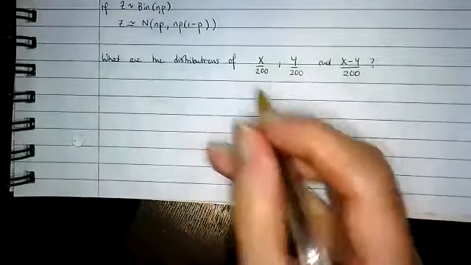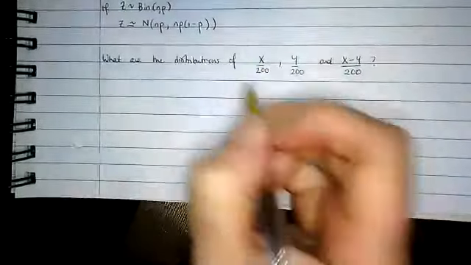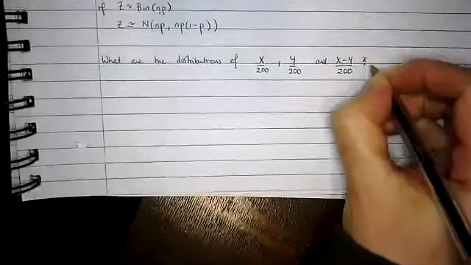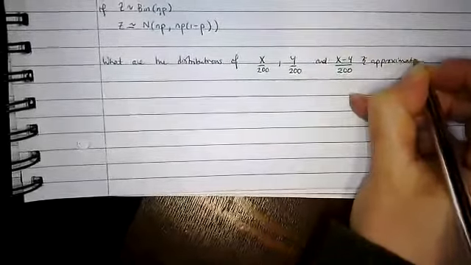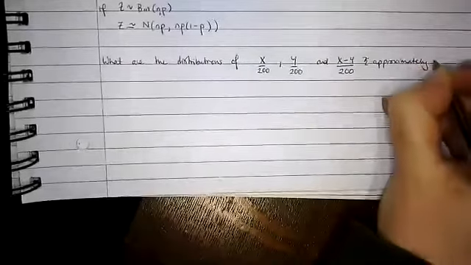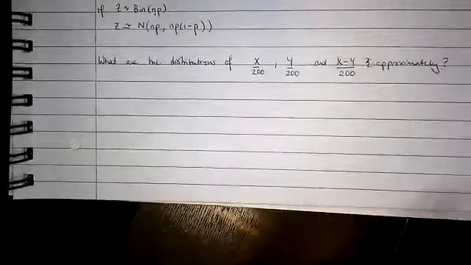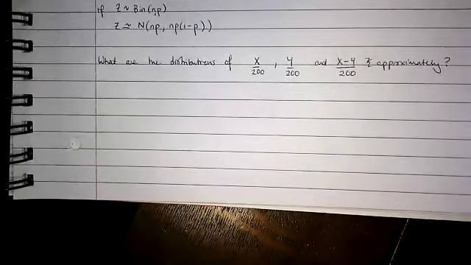I should, of course, say approximately. Because I'd like you to think about how we could approximate them with the normal distribution. I should have been more clear about that. That was what I was after.